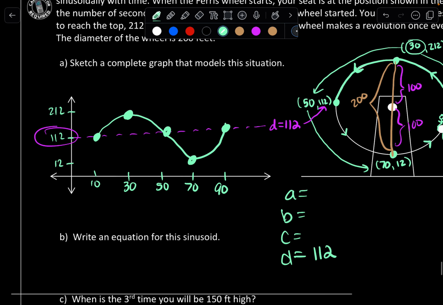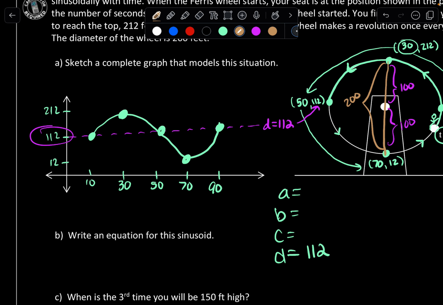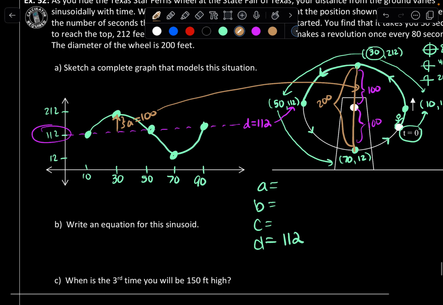Next, we can use this to find the amplitude. If I did what I did before, I go from the midline to the maximum. That is my amplitude, and that will be 100, which is going to be the same as the radius of our circle. That will always be the case for sinusoidal curves. So that means our amplitude or radius is going to be A.